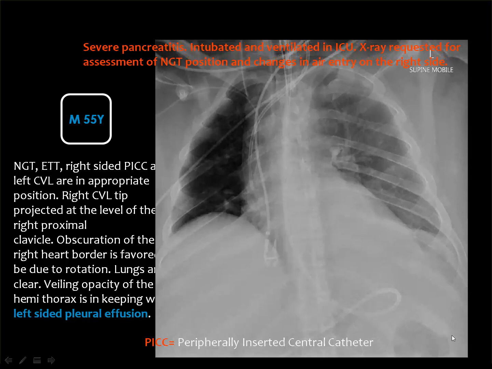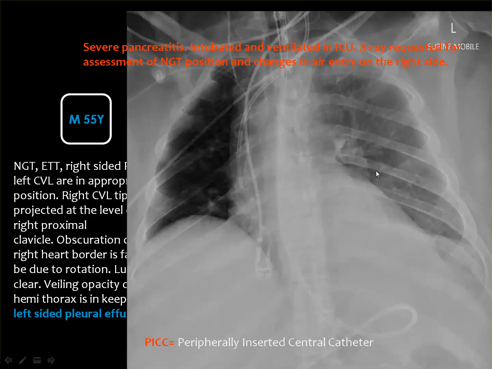Then, if you look at this chest X-ray, which is actually markedly rotated, you can see that there are two central venous lines. One is inserted in a good position in the distal part of the superior vena cava, approaching the right atrium, and the second one is present with its tip near the clavicular level.